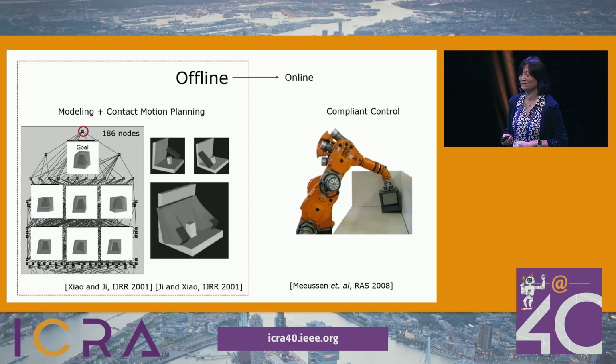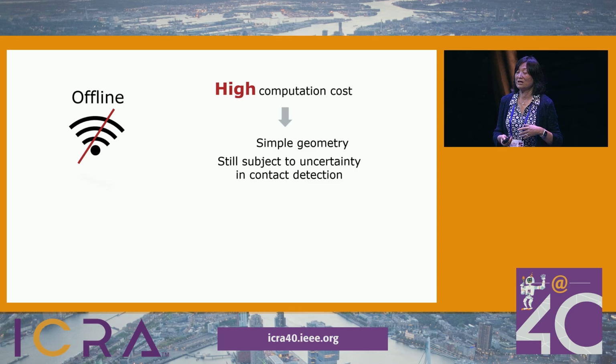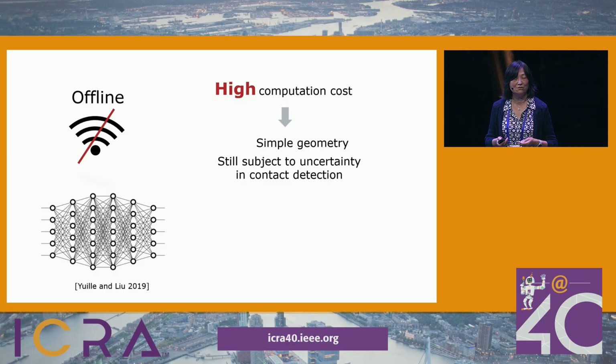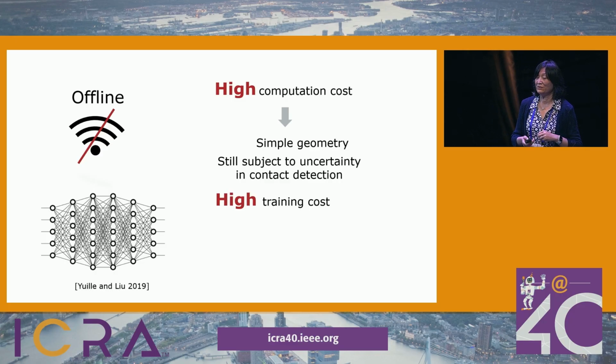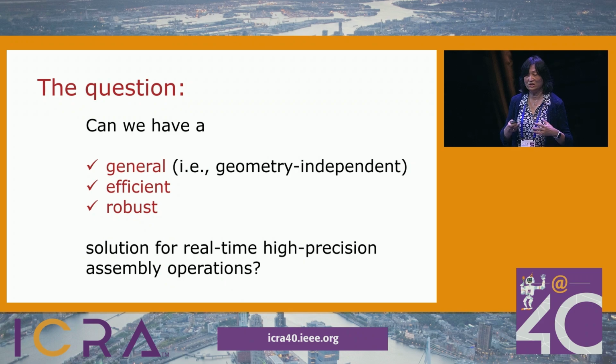We heard a lot about that recently. But the big problem here is we have a very clear separation of offline and online due to high computation cost. And still, the approach can only apply to rather simple geometry and is still subject to uncertainty in contact detection during the actual online execution. And more recently, we see a lot of approaches using deep learning or human demonstration and so on, but with high training costs in terms of data, time, and energy, right? And still, the results are specific to specific tasks and geometry and difficult to generalize. So the problem is, can we have a general or geometry-independent, efficient, and robust solution to real-time, high-precision assembly operations?